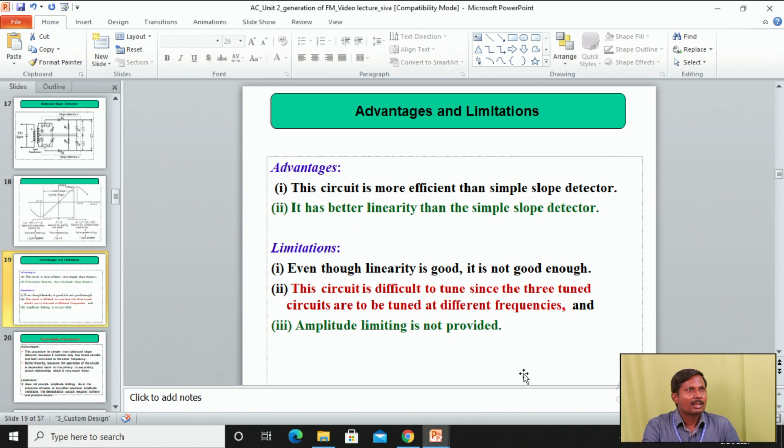Next, the advantages and limitations present in this method. Advantages: this circuit is more efficient than the simple slope detector. It has better linearity than the simple slope detector. Limitations: even though linearity is good, it is not enough. Second, this circuit is difficult to tune since the 3 tuned circuits are to be tuned at different frequencies. And the final one is that amplitude limiting is not provided.